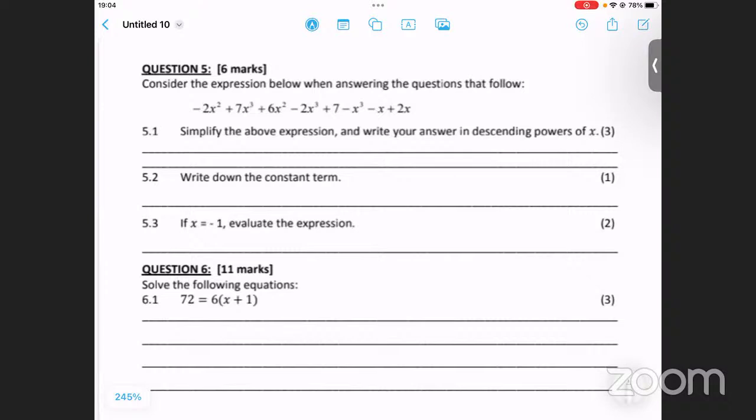Descending powers of x. This is just worth 3 marks, so that means you don't really have to do a lot of things. Is there somebody who wants to try it? Remember, your final answer must be in descending powers. You simplify the expression. You're not solving for x, right? You're simplifying. Luhumo, how are we going to simplify this?